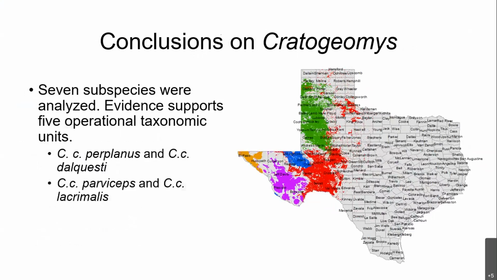So, brief conclusions on Cratogeomys. Again, 7 subspecies were analyzed. Evidence supports 5 clusters. Perplanus and dalquesti could be combined. Again, that's the red and the green. And then parviceps and lacrimalis could also be combined. Orange and the blue on this SDM.